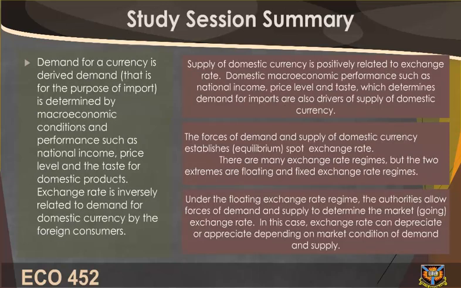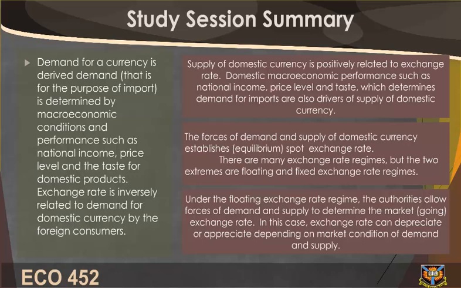Study section summary. Demand for a currency is derived demand, that is, for the purpose of import, and is determined by macroeconomic conditions and performance such as national income, price level, and the taste for domestic products. Exchange rate is inversely related to demand for domestic currency by the foreign consumers. Supply of domestic currency is positively related to exchange rate. Domestic macroeconomic performance such as national income, price level, and taste, which determines demand for import, are also drivers of supply of domestic currency. The forces of demand and supply of domestic currency establish equilibrium spot exchange rate.